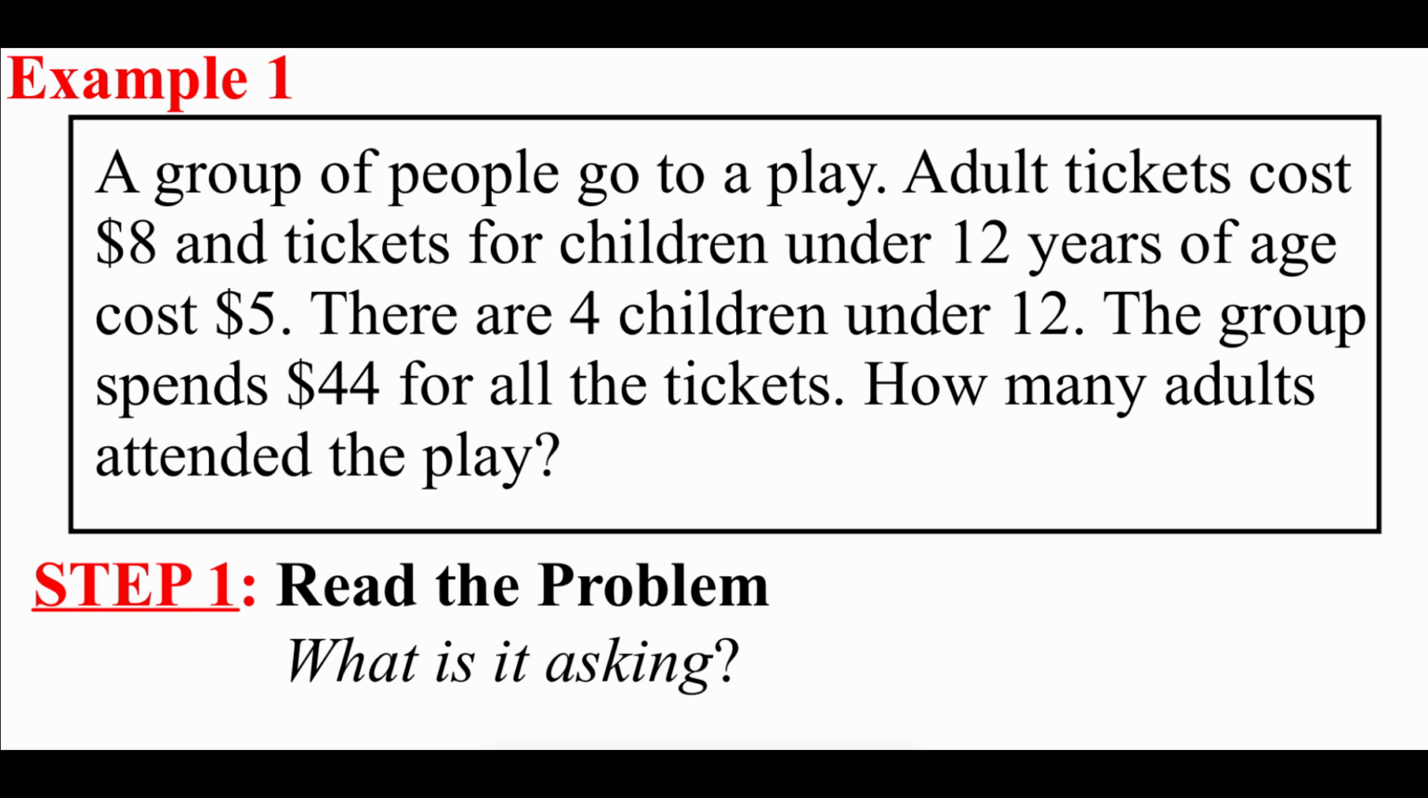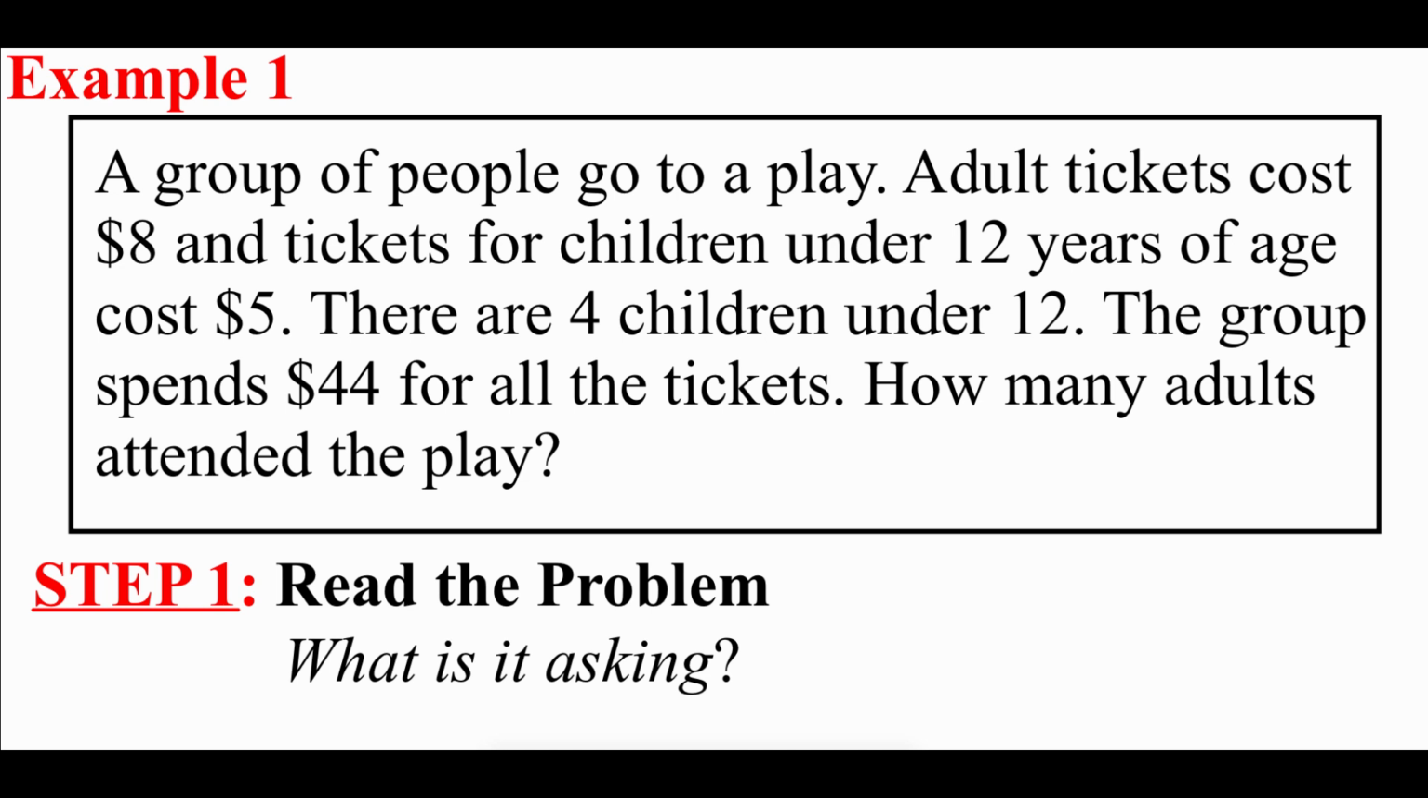So in this first example, we've got a word problem, and it says that a group of people go to a play. Adult tickets cost $8, and tickets for children under 12 years of age cost $5. Now we know for sure that there are 4 children under 12 that went to the play, and we know that the group spends $44 for all of their tickets. We want to figure out how many adults attended the play.